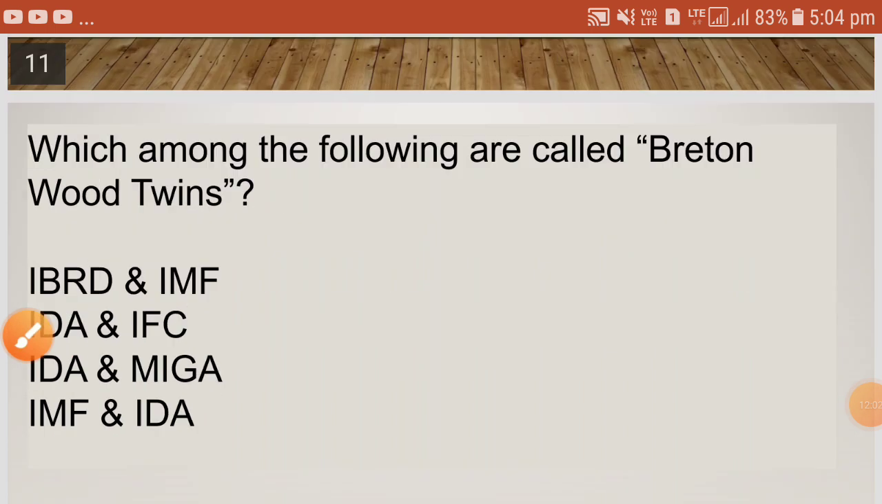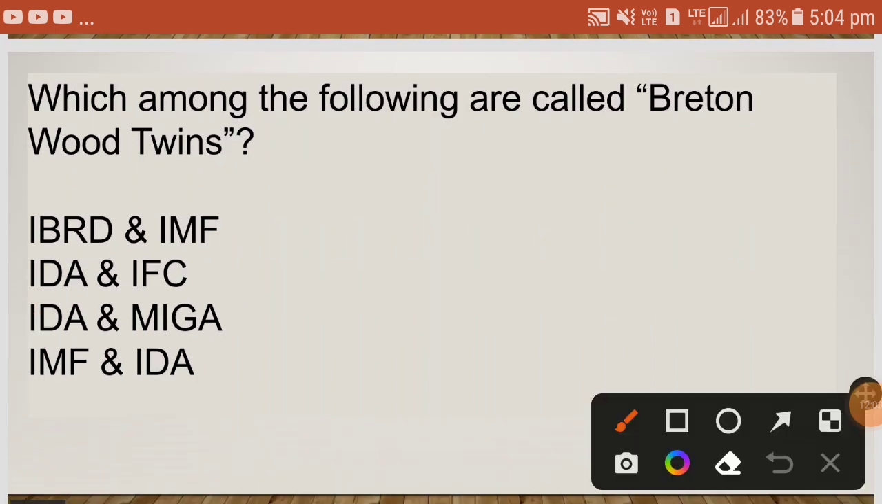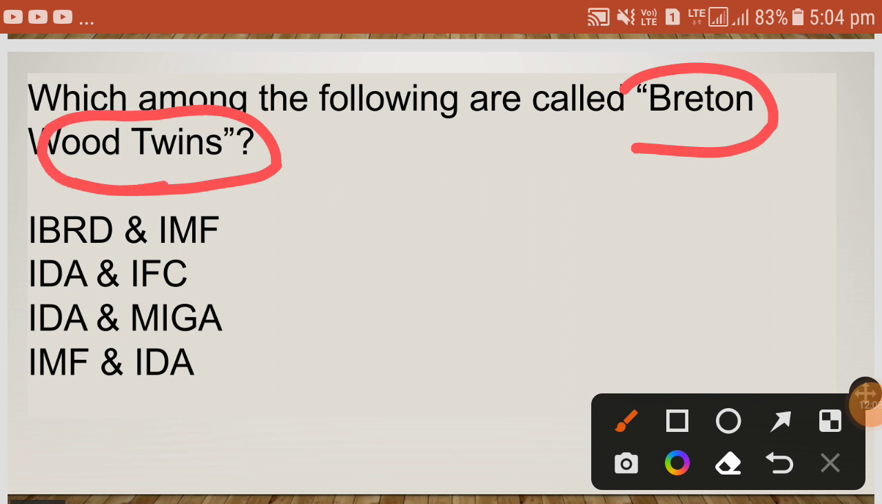Okay, which of the following are called the Bretton Woods twins? So this is also very important. Why I added this question is because these are all directly present in the textbooks, so I thought of adding this. Expecting easier questions nowadays with this competition is not at all allowed. So you have to be at least one level higher as per the requirement.